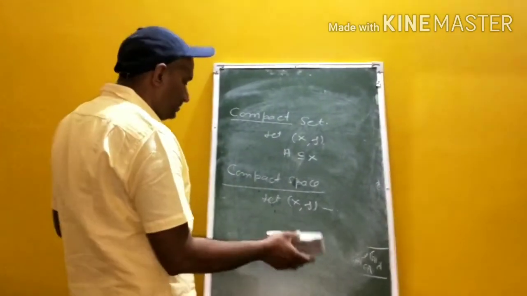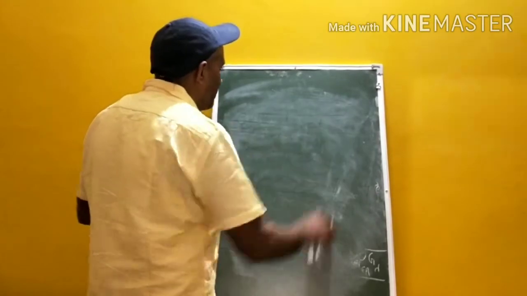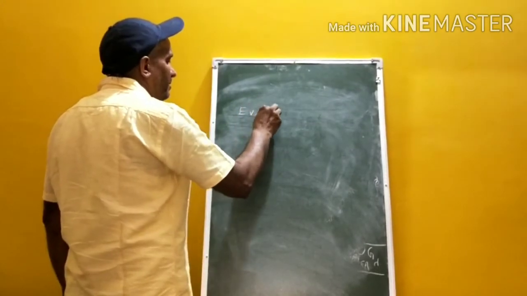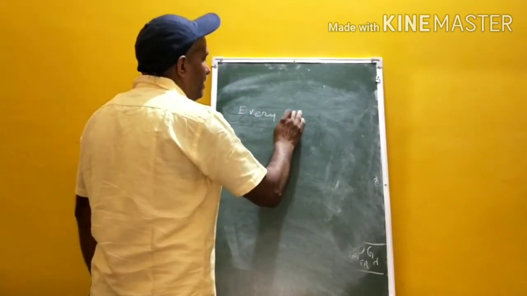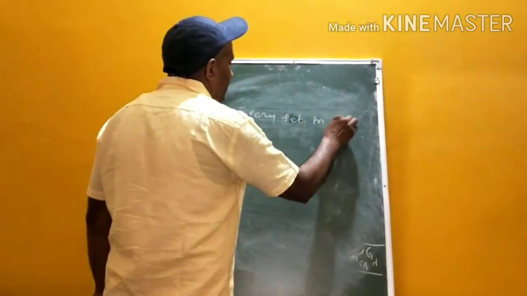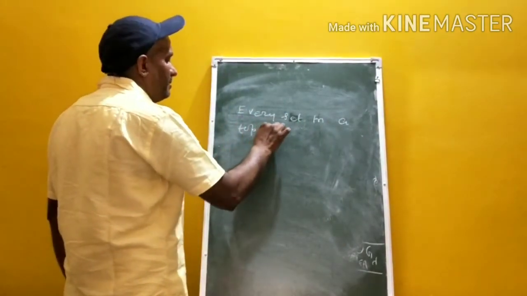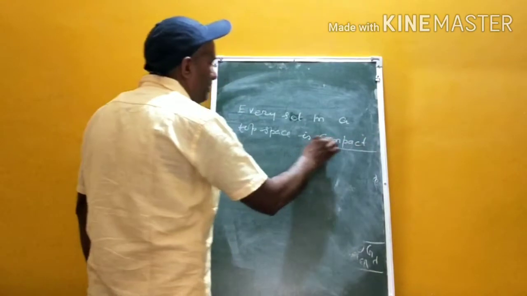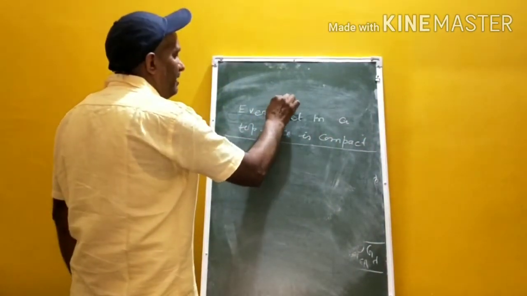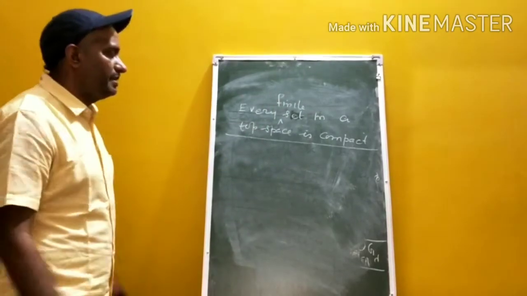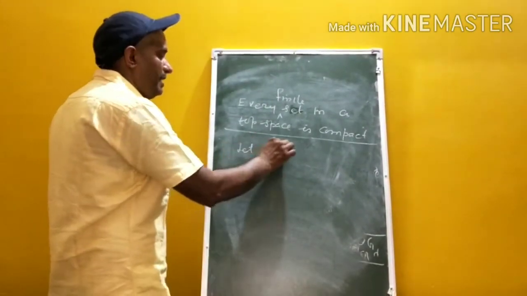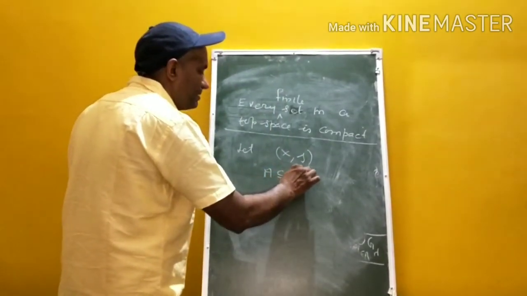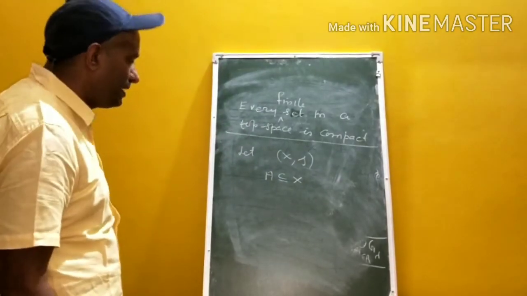Now we come to some examples of compactness. Every finite set in a topological space is compact. Let X be a topological space and A a finite subset of X.